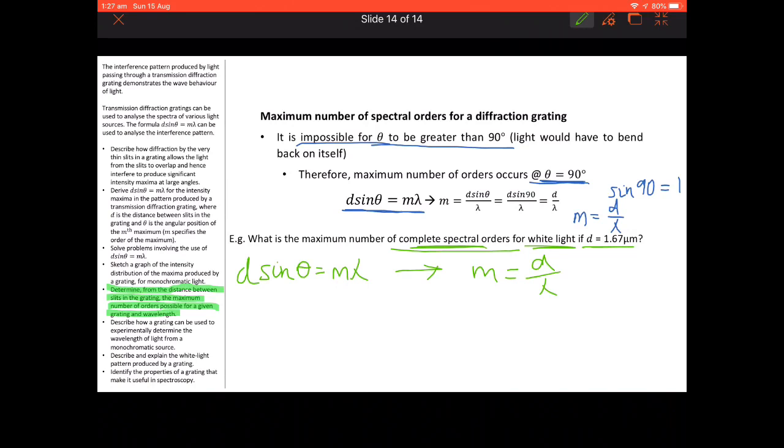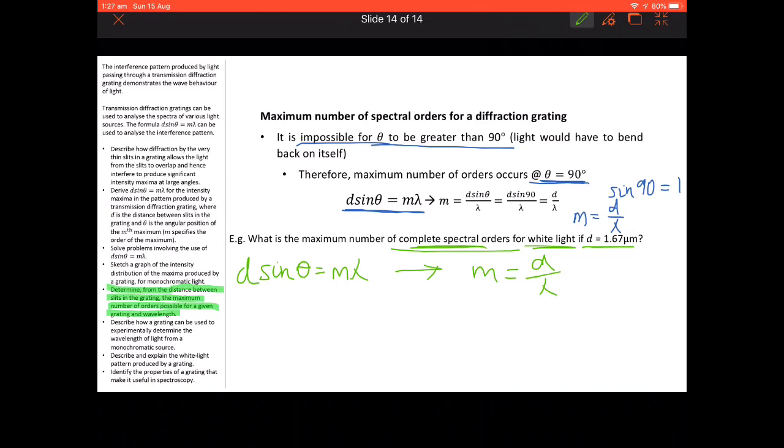So if we were to use the shortest wavelength, we'd determine how many times violet light reinforces. We're not determining how many times red light reinforces. So violet light could reinforce before red reinforces, and red might not reinforce by the time we get to theta equals 90 degrees. So we need to use the longest wavelength of white light to determine how many complete spectral orders we'll get.